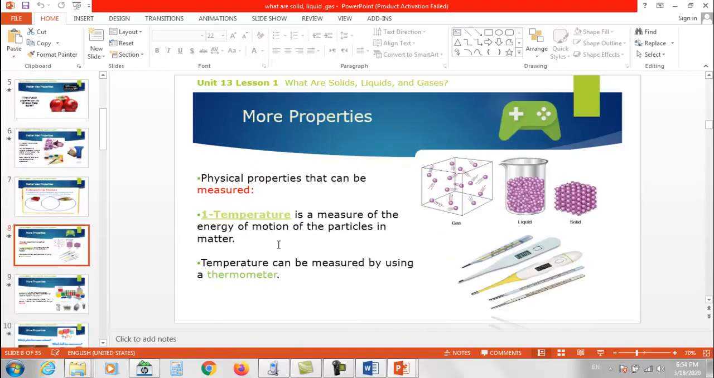Another physical property is the temperature. Temperature is a measure of the energy of motion of the particles in the matter. How can we measure the temperature? By something called a thermometer. We have a mercury thermometer and a digital thermometer. We call this mercury thermometer medical, and this is digital.